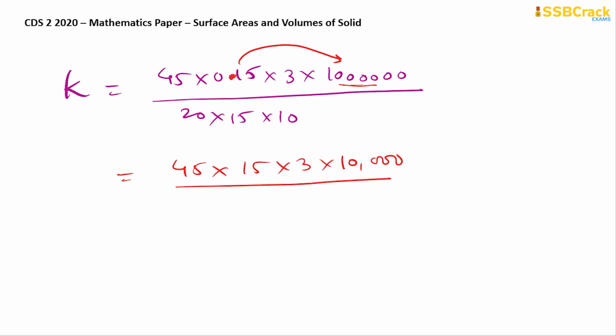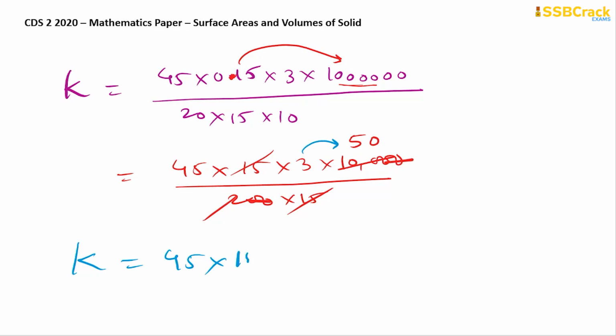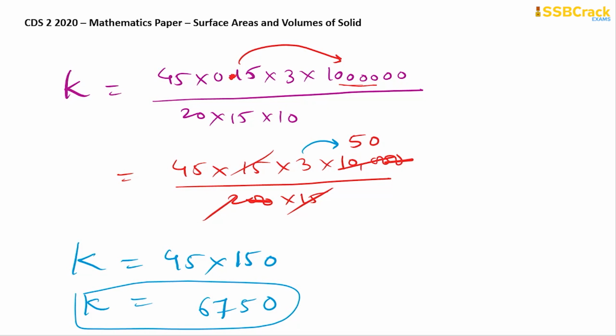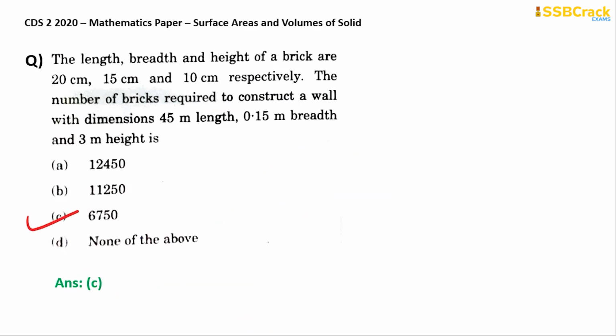So this is divided by 20 into 10, so it's 200 into 15. So we could see the simplification now, right. So these 2 zeros cancel and this 100 you are dividing by 2, so it's 50. So K we are getting to be 45 into 3 into 50. How much? 3 5s are 15, so 150, and now 15 5s are 75, carry 7, 15 4s are 60, 60 plus 7, 67. So K we are obtaining, and that is the number of bricks, 6750, and hence the correct key was option C for this particular question.